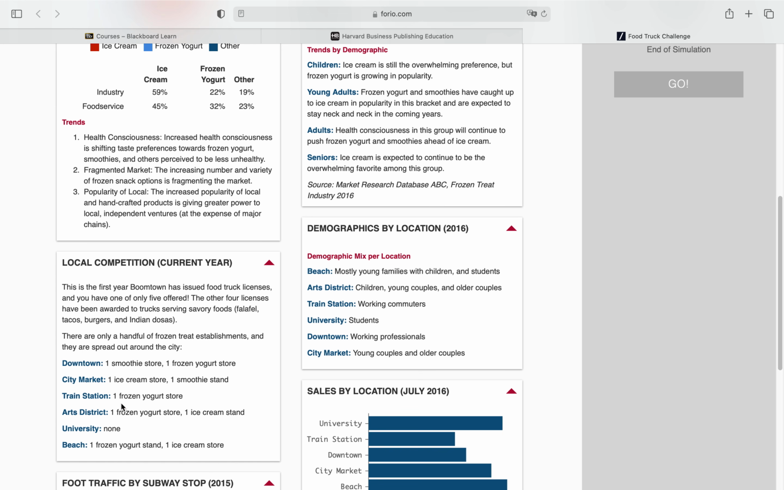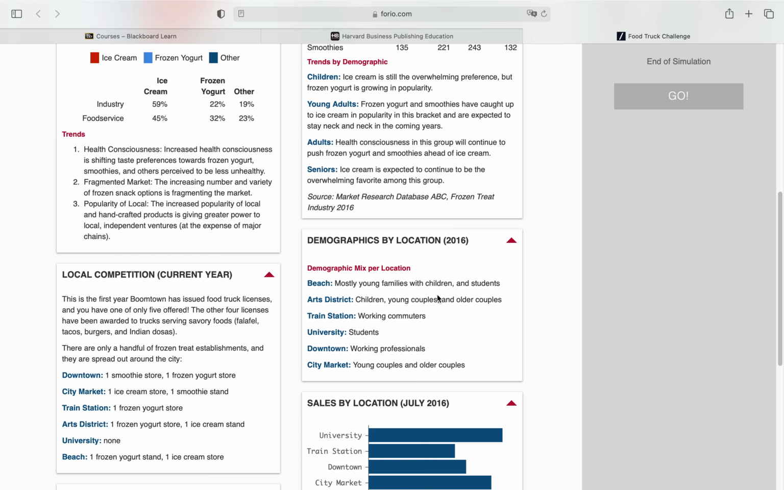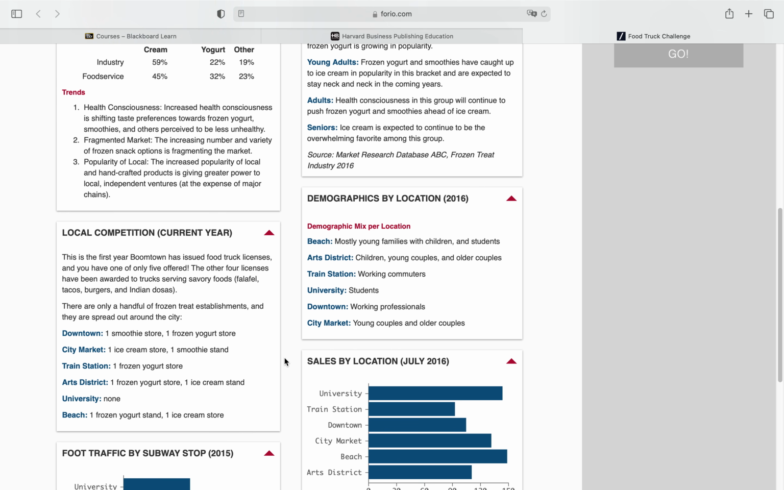And then the train station has one frozen yogurt store. Once again, another store, bigger volume, bigger business capacity, and coming to the train station, working commuters. Demographic wise, as you can see, young adults and adults, once again taking up this section of the target market. So I don't want to compete, because if I put my food truck there, at best I can get some business from them every now and then, but I won't be able to compete with the actual store. So for that reason, I did not choose to implement any food truck operation in downtown and the train station.